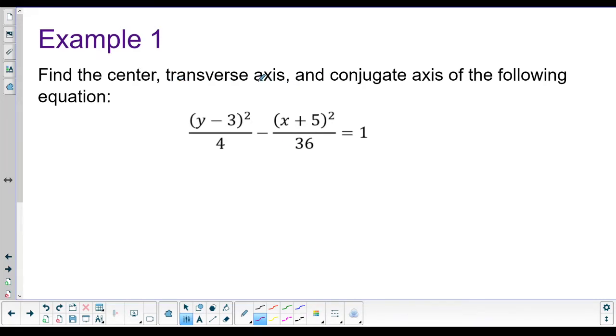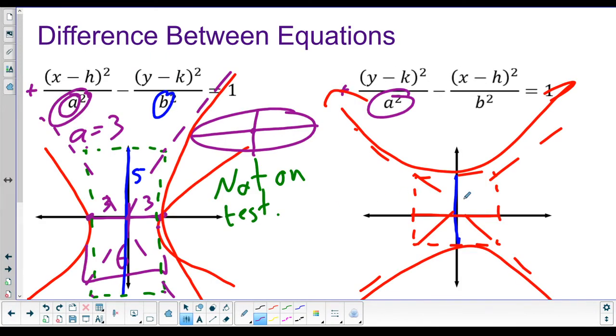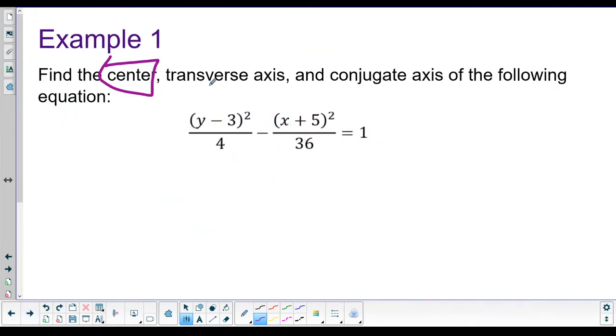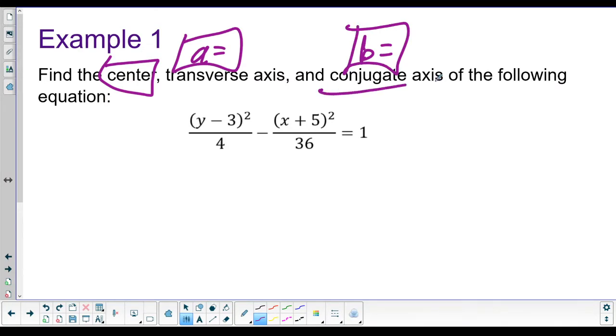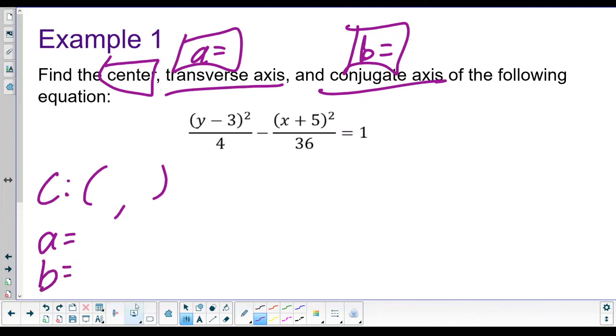I apologize to all the PhDs out there watching this, none of you, but what I mean by these two questions: center, okay, the center is easy. I want to know where is that spot. What I mean by find the transverse and conjugate axes is we want to know what is the value of A and what is the value of B. So don't freak out with these big crazy words. On your homework even, they will ask you for A and B. They will not use the fancy math vocabulary just to make it extra clear. So what this question is asking us is where is the center? What is A equal and what is B equal?